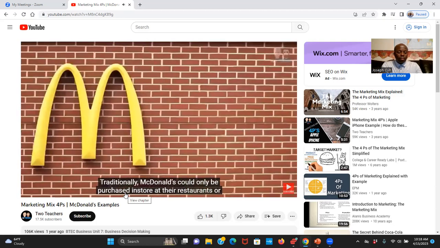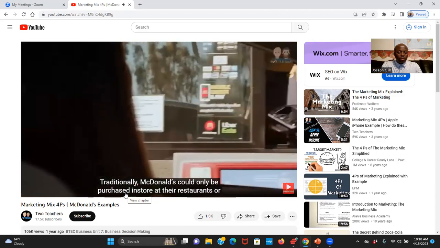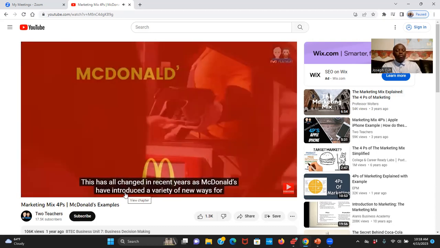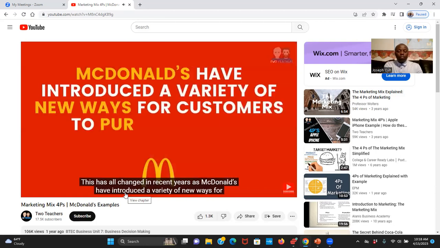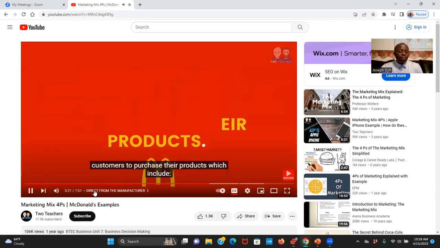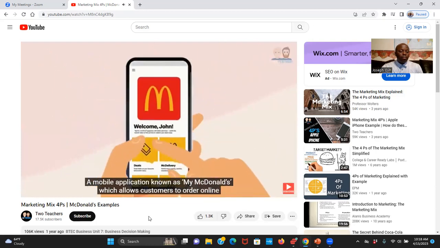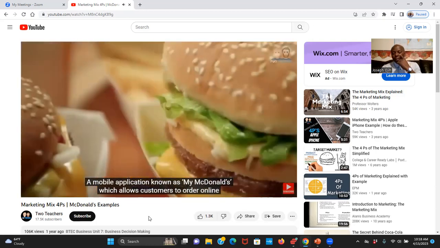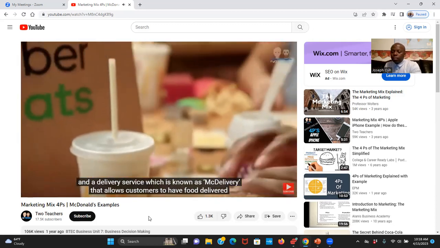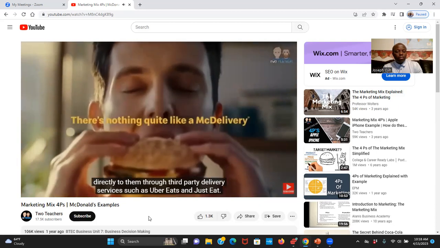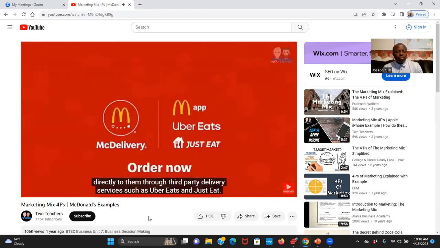Traditionally, McDonald's could only be purchased in store at the restaurants or by utilising their drive-thru. But this has all changed in recent years, as McDonald's have introduced a variety of new ways for customers to purchase their products, which include a mobile application known as My McDonald's, which allows customers to order online, and a delivery service which is known as McDelivery, that allows customers to have food delivered directly to them through third-party delivery services such as Uber Eats and Just Eat.